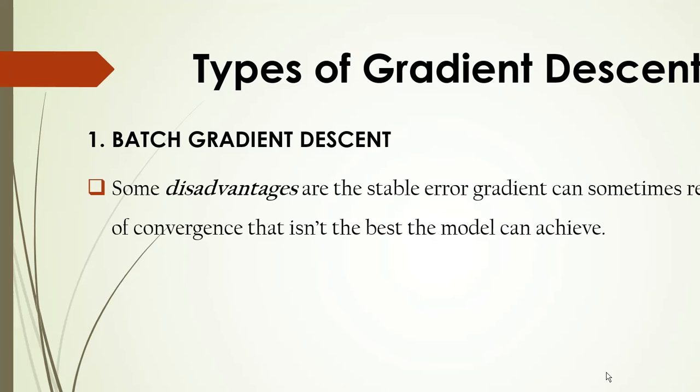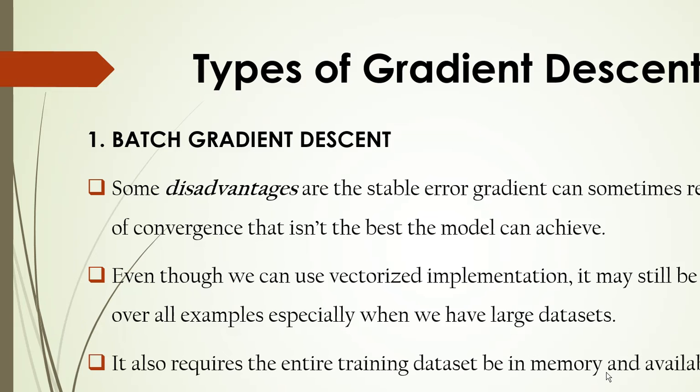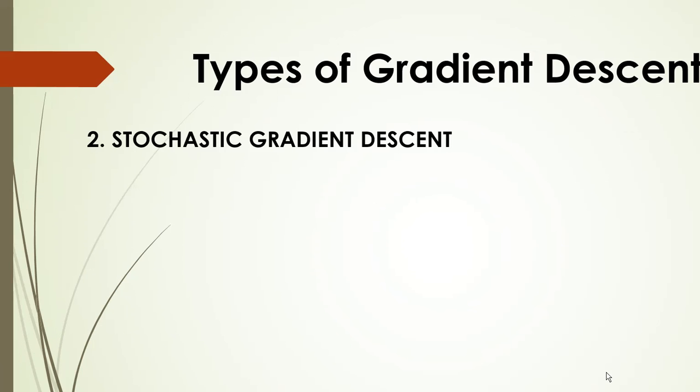Also, some disadvantages are that having a stable error gradient can sometimes result in a state of convergence that is not the best the model can achieve. Even though we can use vectorized implementation, it may still be slow to go over all examples, especially when we have large data sets. It also requires the entire training data set to be in memory and available to the algorithm. So the next type is stochastic gradient descent.